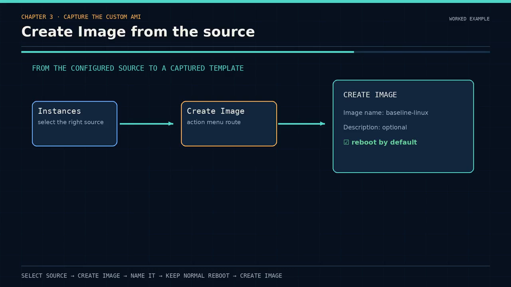Copyable recipe. Select the correct source and instances. Choose Create Image. Enter a unique name and optional description. Keep the normal reboot for consistency. Click Create Image. Then check the AMI status. The classic mistake is selecting a convenient instance or assuming the button instantly produced a usable image. Source first, creation second, status check next.